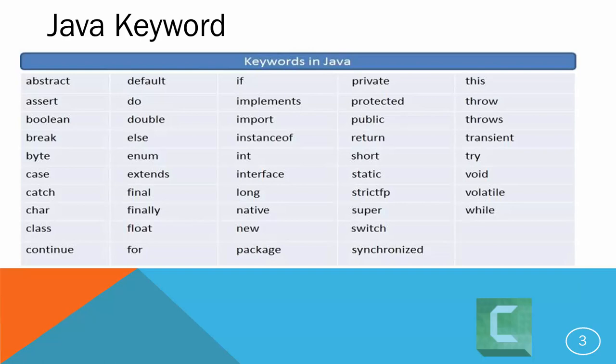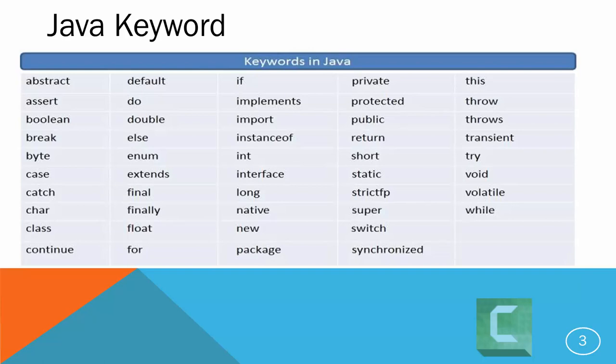Abstract is used for marking a class or method as abstract. Default is the default access modifier, and is also used for conditional statements. Private is again an access modifier. This is used to denote the current object. Assert is used to do some validation. Do is to perform some action, used for doing some loop, some action in the loop.